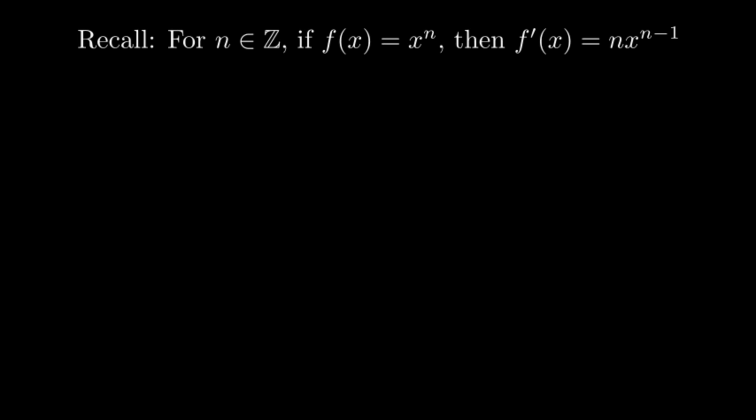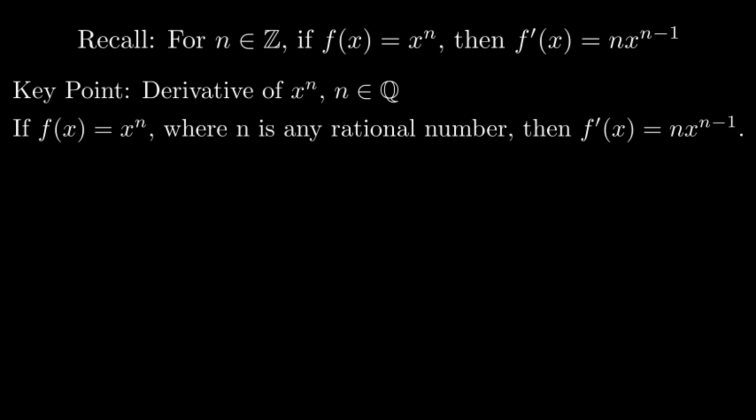It doesn't just work for integers, it works for any rational number. So our key point here is that if f of x equals x to the n, where n is a rational number, that means any fraction, then the derivative f prime of x is still n times x to the power of n minus 1. The rule is exactly the same. Let's see this in action with an example. This allows us to differentiate functions involving roots.